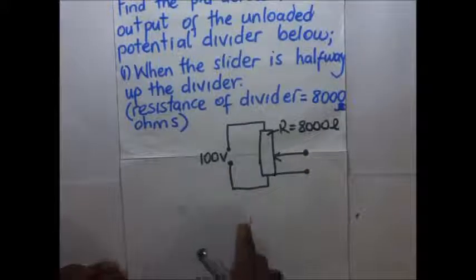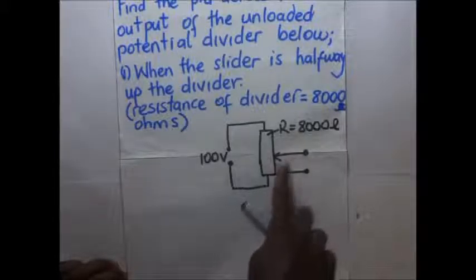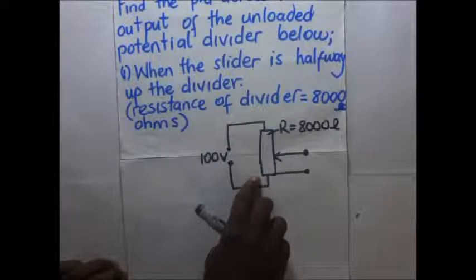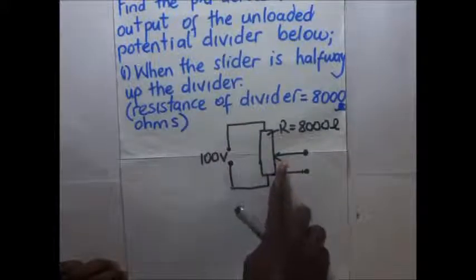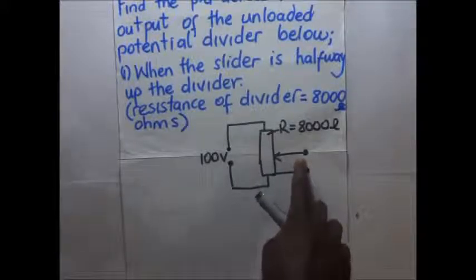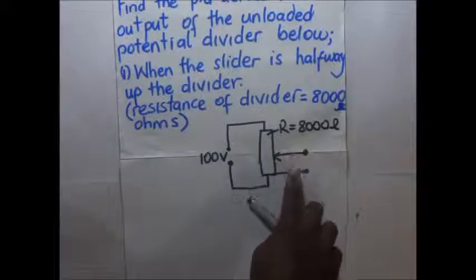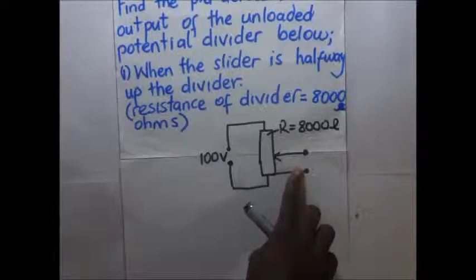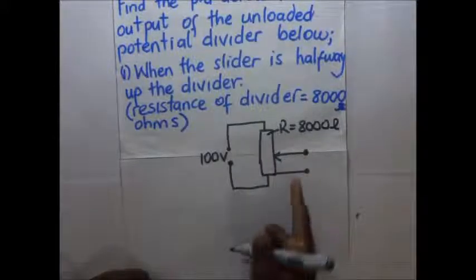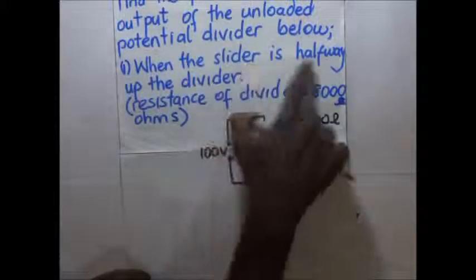The first case is when the output here is unloaded. It means that there is no resistor at the output terminal, and this is the first case we are going to handle. In our next example, we shall be dealing with the second case, where the potential divider is loaded with a resistor here, and we shall see how we get the output voltage when the output terminal is loaded with the resistor. So for the first case, when it is unloaded like that, they're telling us that the slider is halfway up the divider.